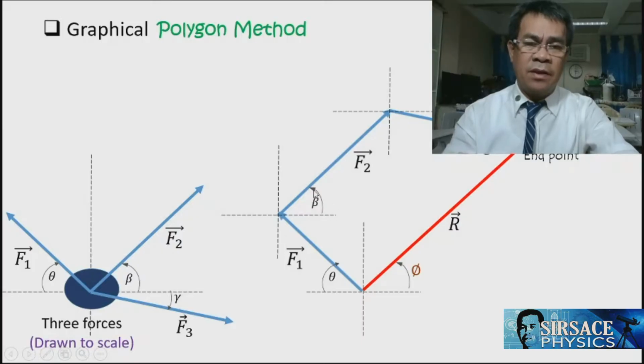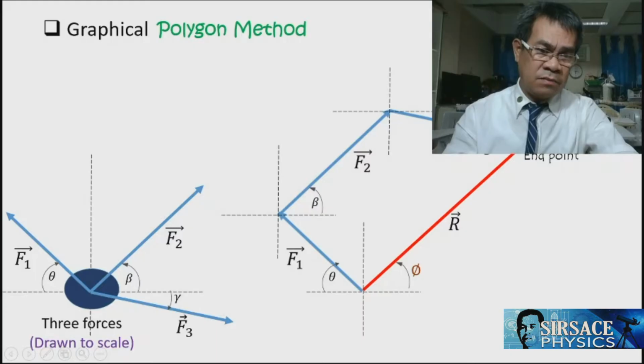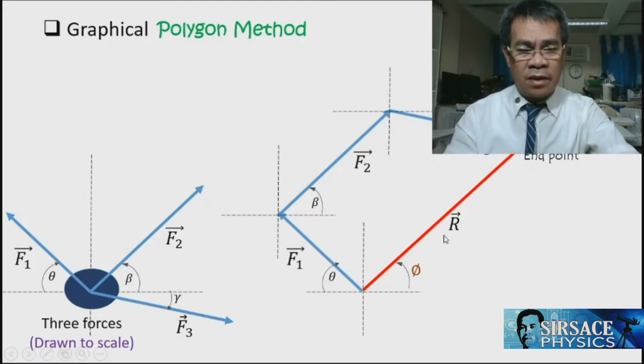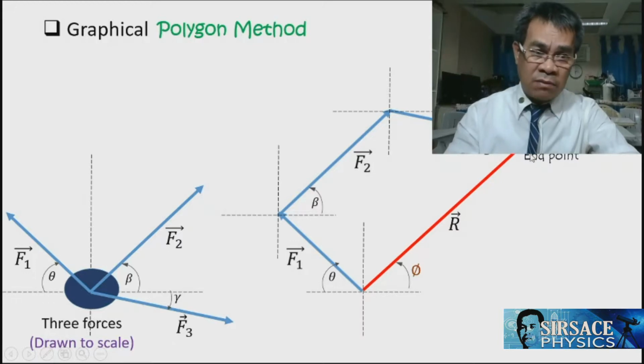So, therefore, suppose instead of starting with F1, we start at, let us say, F3. I will use F3 as my starting point. So you can transfer F3 here. Then you can connect F1 or maybe F2 at the tip of F3. Then finally, F2 will be at the tip of F1, and you will end at the same point.